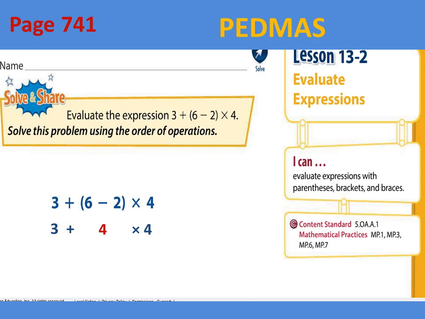Which operation is next? Of course, after the operations inside the parentheses, the exponents, there are no exponents. Division and multiplication, we have a multiplication operation, so the next step, multiply 4 times 4, but 3 plus stays the same, and 4 times 4 is 16. The last operation after division and multiplication is addition and subtraction. We have an addition operation, 3 plus, so the last operation is 3 plus 16, it's 19.